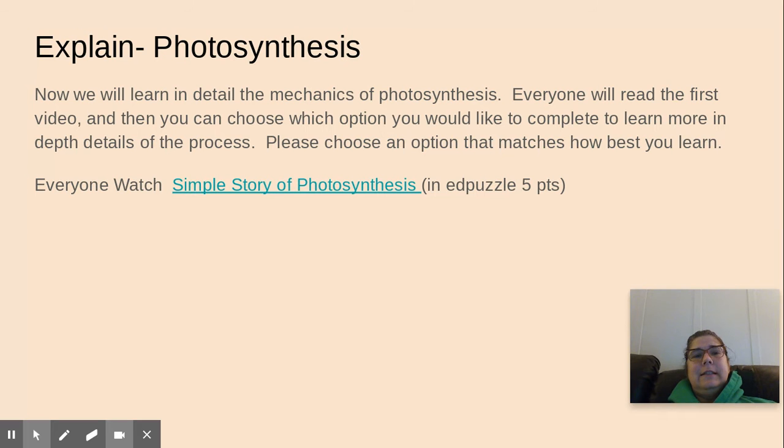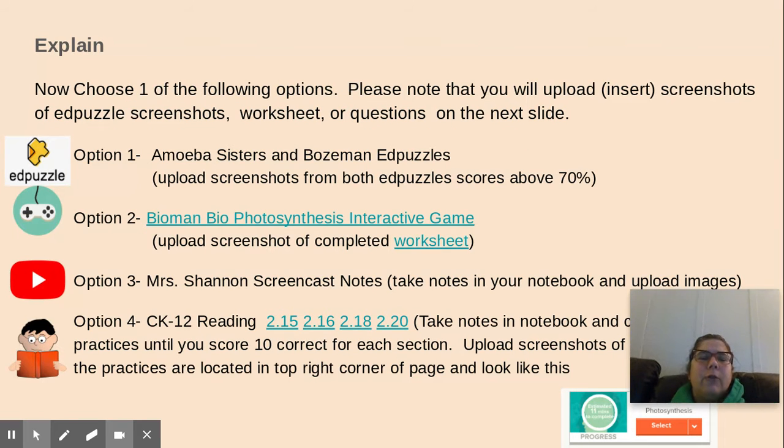Then once you're done, you're going to go to the next slide. And there are 4 different options. This is where the bulk of your information is going to be coming directly to you. Think of it as options for lectures. Now, option 1, if you like videos, we have Ed Puzzles. We have the Amoeba Sisters on photosynthesis, and there's a Bozeman one. In Ed Puzzle, they will be labeled as option 1 only Amoeba Sisters, option 1 only Bozeman.